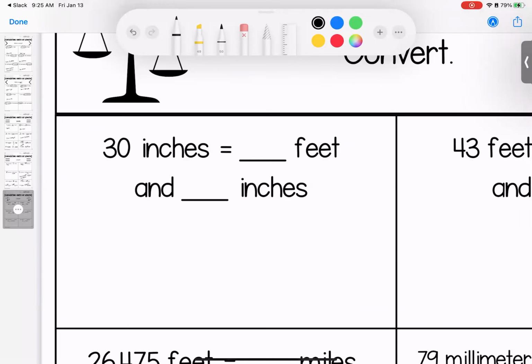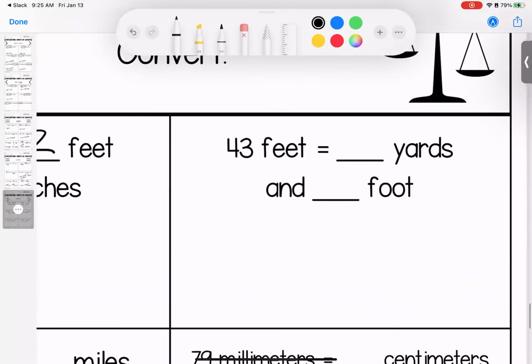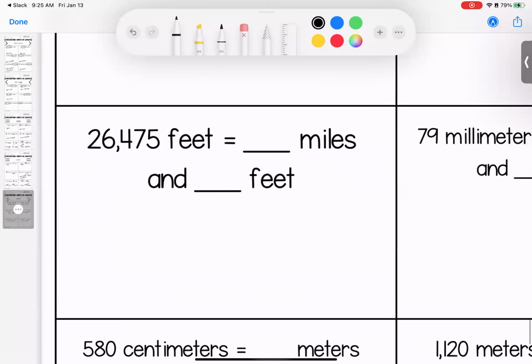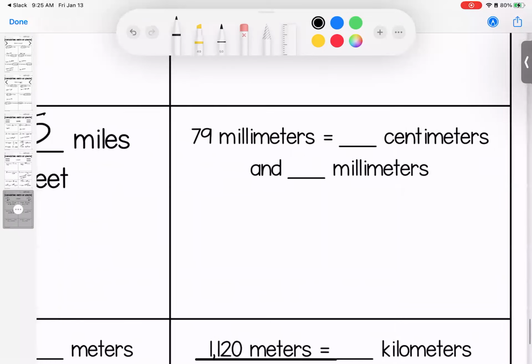12 inches is 1 foot. So we can pull out 2 feet and have 6 inches left. 3 feet equal a yard, so we can take out 14 yards and have 1 foot remaining. Feet to miles, there are 5,280 feet in a mile. So if we divide, we can pull out 5 miles and have 75 feet remaining.